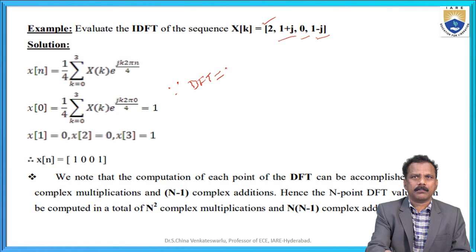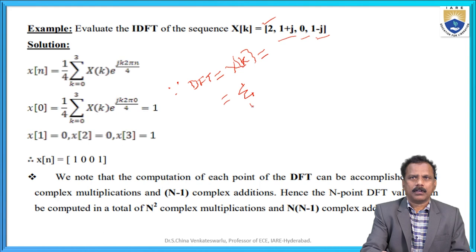We have to remember that the DFT, discrete Fourier transform, is X of k equal to the summation n equal to 0 to N minus 1 of x of n into e power minus j 2 pi n k by capital N.